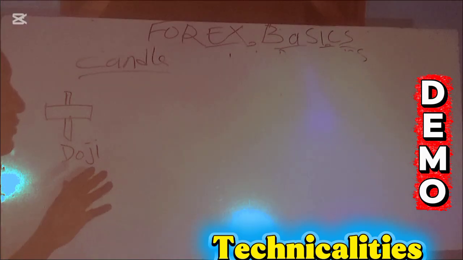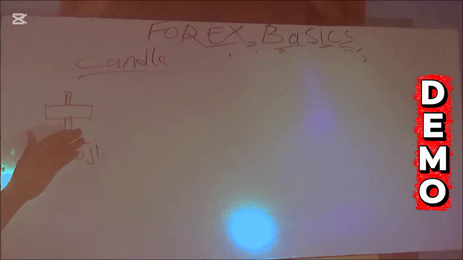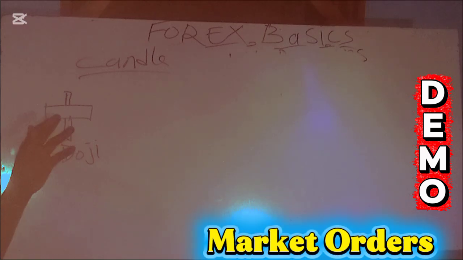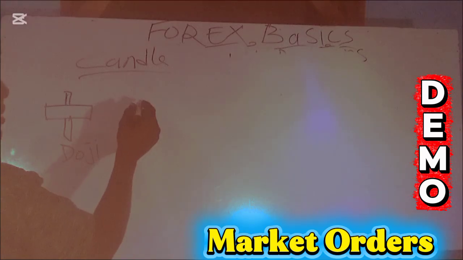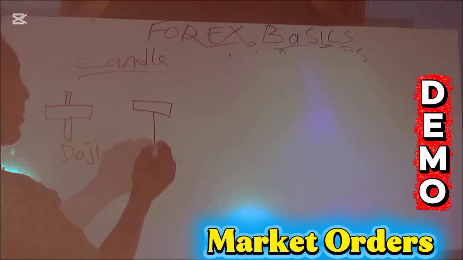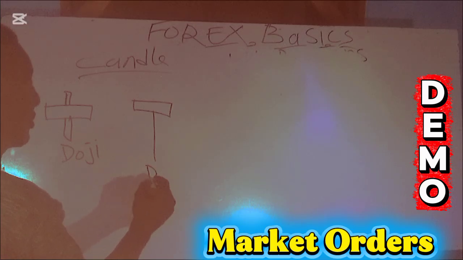This is a sign to tell you that there's a pause. The buyers and the sellers are thinking what to do. You see this in this candle. Then we also have the hammer, with a long leg. It's also a doji.